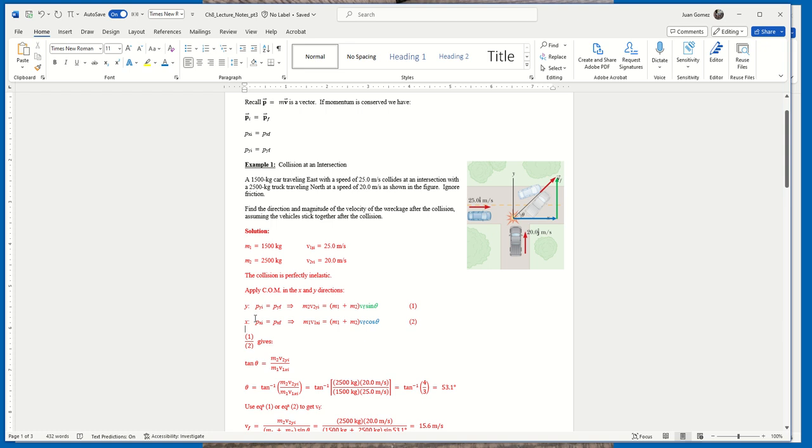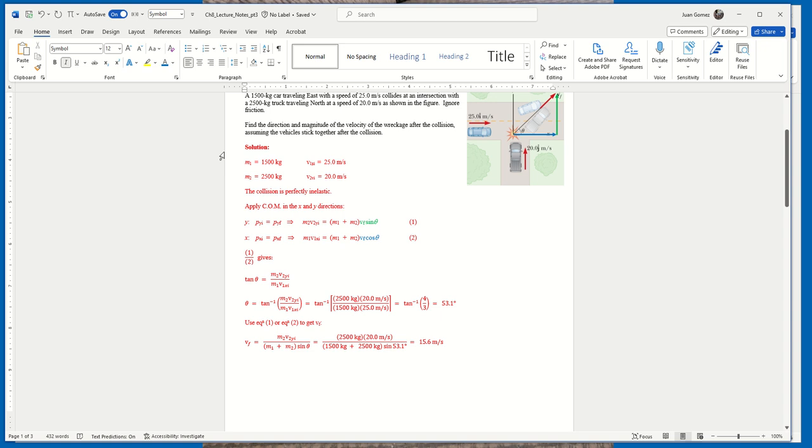Now again, x direction, Pxi equals Pxf. The initial momentum, Pxi, is M1 V1xi. It's M1 times V1xi. The final momentum in the x direction is M1 plus M2, and then Vf cosine theta, the blue. The x component of Vf is Vf cosine theta. That's equation 2.